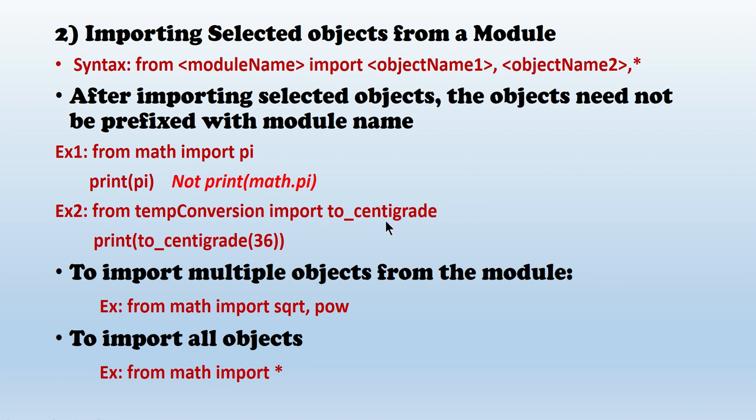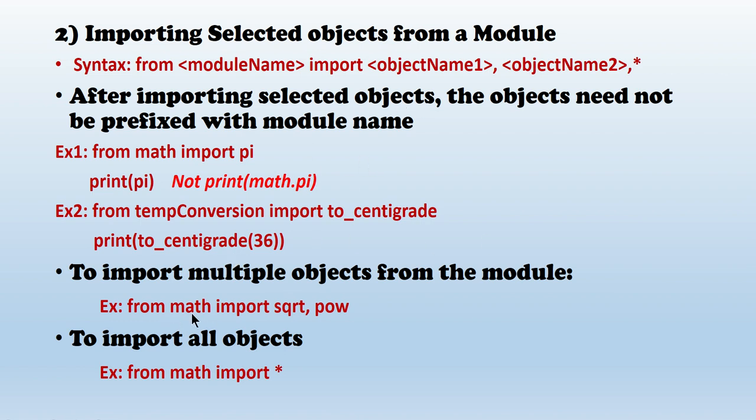So after importing that, you can directly refer to the function without the module name. You can write print of 2 centigrade of whatever temperature you want to specify. This is what you have to note when you import selected components from a module. You can also import multiple objects from the module. That is already clear from the syntax, so this is just an example.